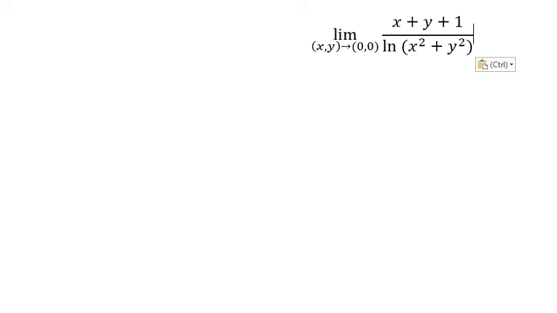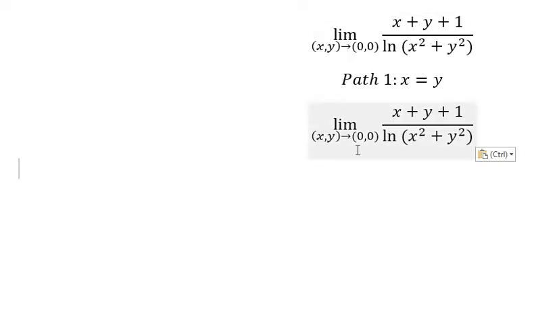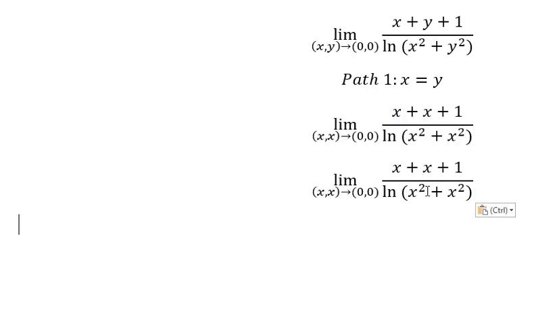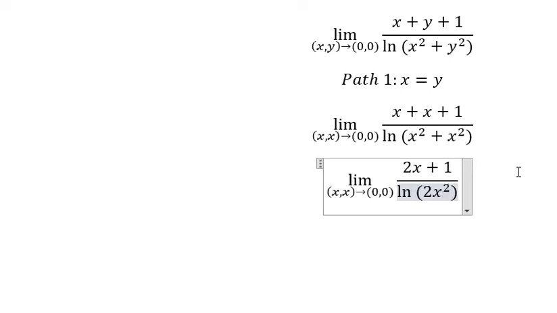Now we need to consider part number 1. That is about x equals y. So in this one, we put y into x. This one we have 2x. This one we have 2x squared.